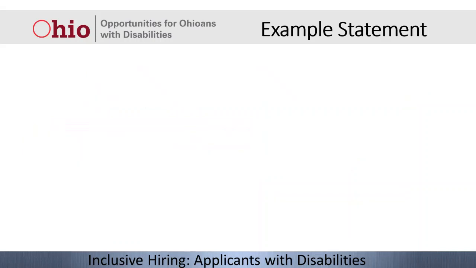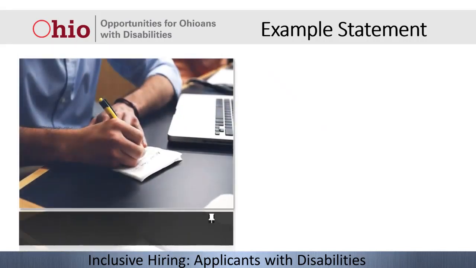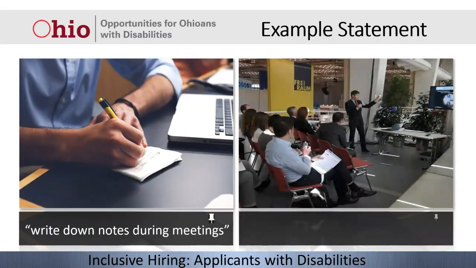If a task involves taking notes during meetings, we may immediately think this means notes must be written down. But writing is not the only way that notes can be taken. Notes can be typed or dictated with recording devices or through using speech-to-text software. So instead of stating the job task is to write down notes during meetings, instead state this in terms of the outcome, such as record notes during meetings.